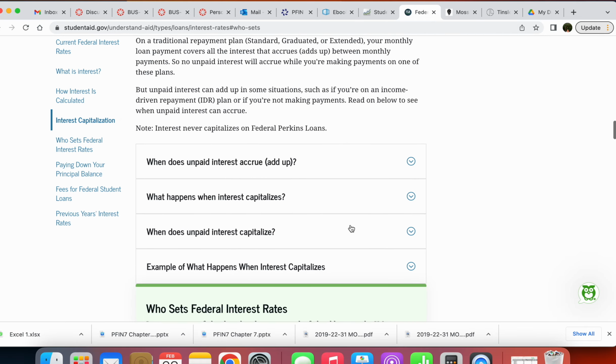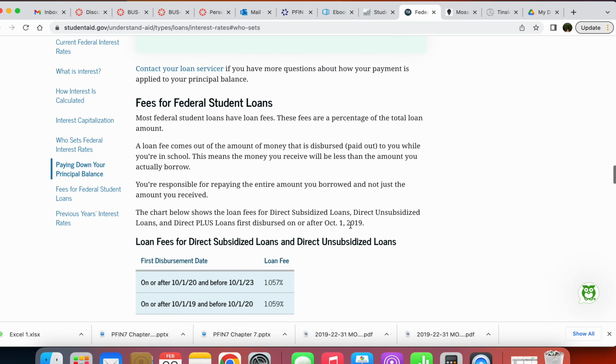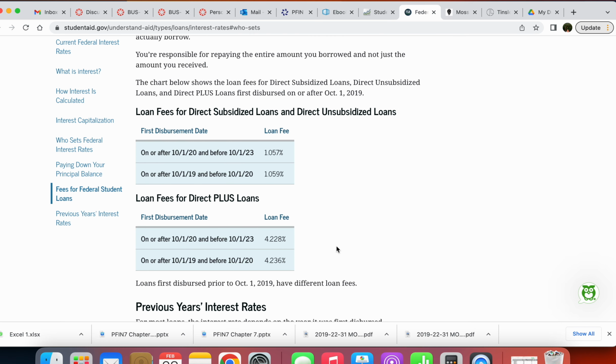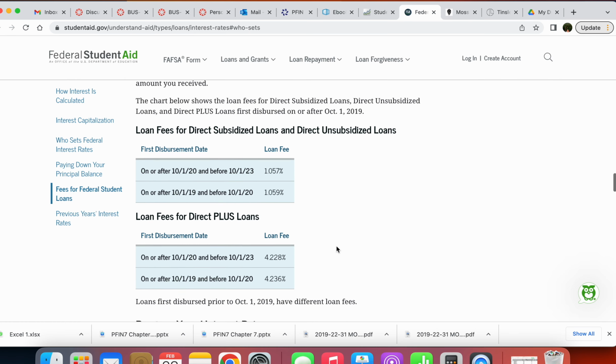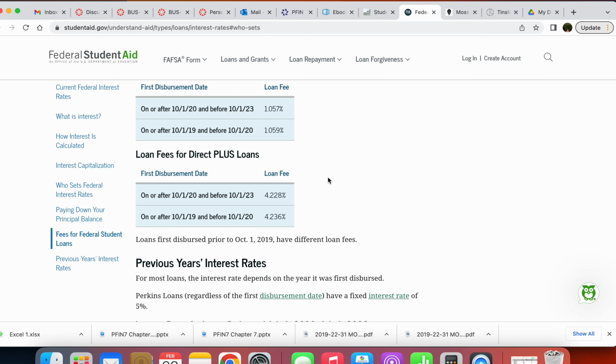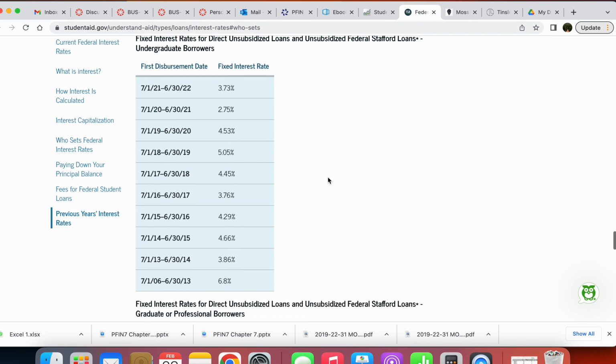Okay, and they talk a little bit about how interest is capitalized and how to pay down your balance. And then here are these loan origination fees. Loan fees are added on to the amount that you borrowed, sort of in a one-shot thing. So they're not accruing, but it's like 4% or 1% of the value of the loan. Here are some previous years' interest rates.